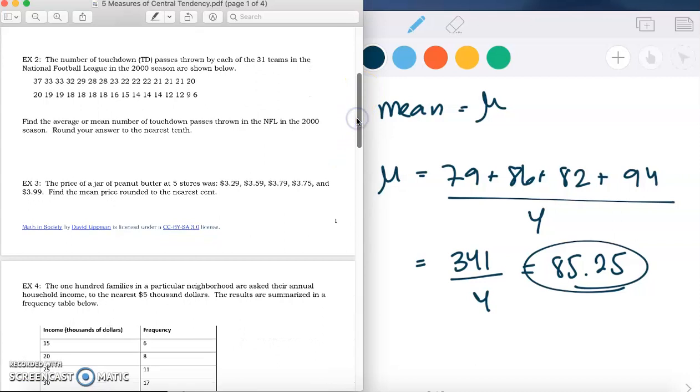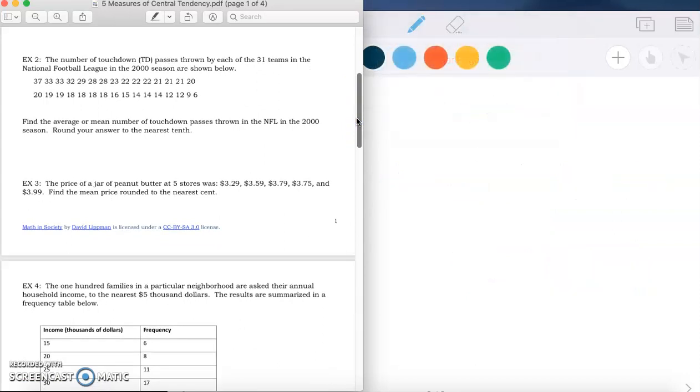Here we go. Example 2. We have the number of touchdown passes thrown by each of the 31 teams in the National Football League in the 2000 season are shown below. We have 37 and all the way. I'm not going to read them all out because it is a long list. Find the average or mean number of touchdown passes thrown in the NFL in the 2000 season. Round your answer to the nearest tenth. That's important. Please pay attention to where it tells you to round so that you don't enter the number incorrectly.